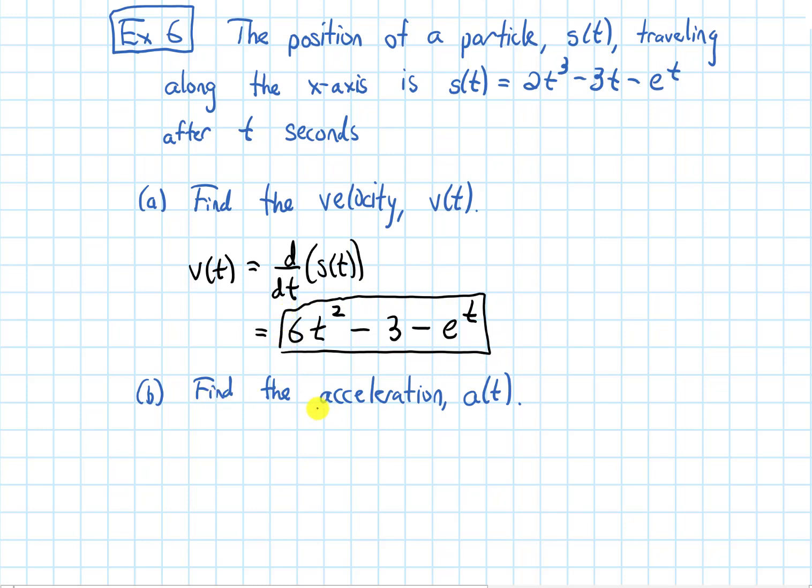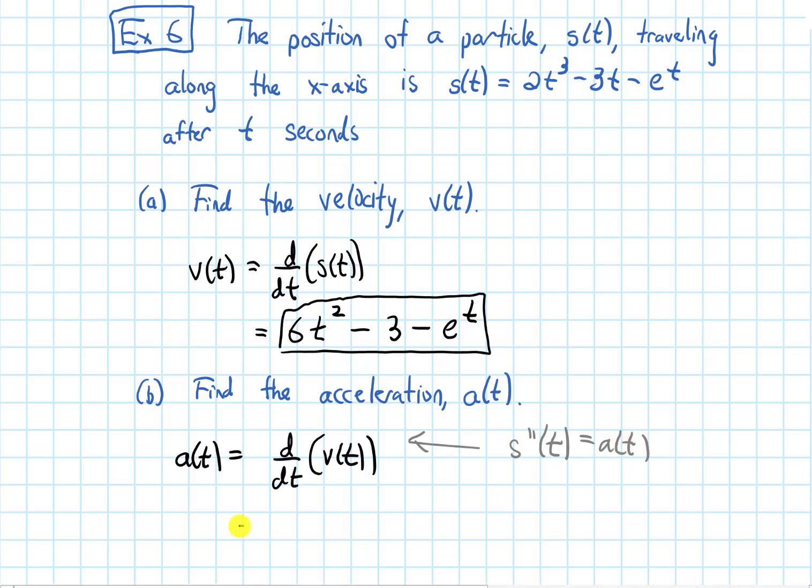Okay, acceleration is the rate of change of velocity. So it's the derivative of velocity. So it's d dt of v of t. Or I could also write that it's the second derivative of position. Second derivative of position, that is acceleration.